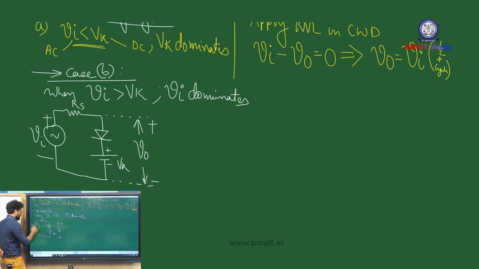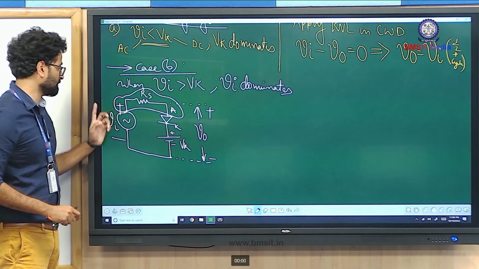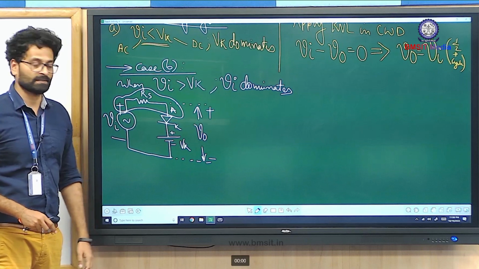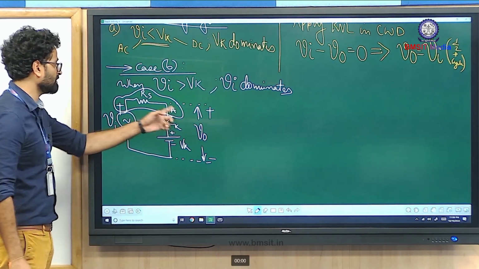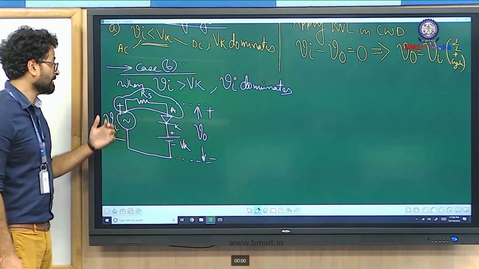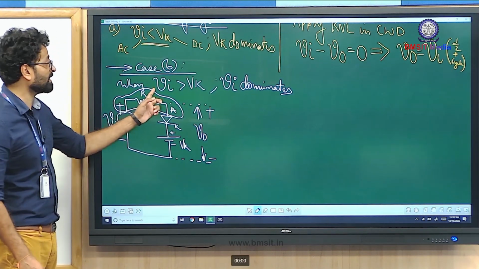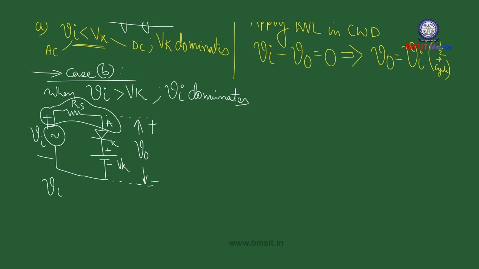So as you can see, when Vi is dominating, Vi is trying to circulate the current. In that process, the source Vi is going to forward bias the diode, right? Because the anode is connected to the positive terminal of Vi, and Vi has come into existence because Vi is greater than Vk. So in this case, you can say that Vi forward biases the diode, and therefore the diode behaves like a closed switch.